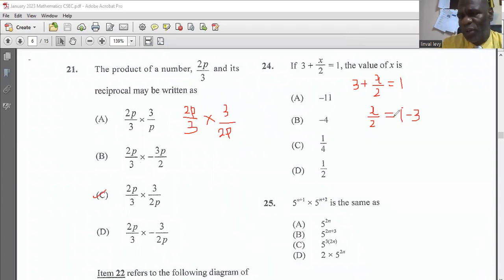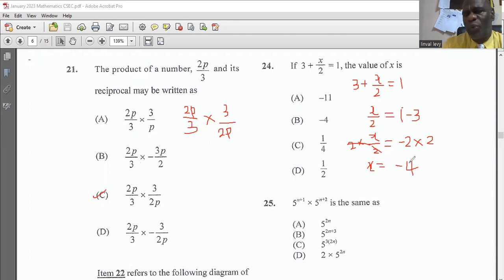So x over 2 equals 1 minus 3. 1 minus 3 is what? Negative 2. I want to do that first. Equals negative 2, right? Then now we are multiplying both sides by 2, right? So the 2's here cancel. So we're left with x equals negative 4.